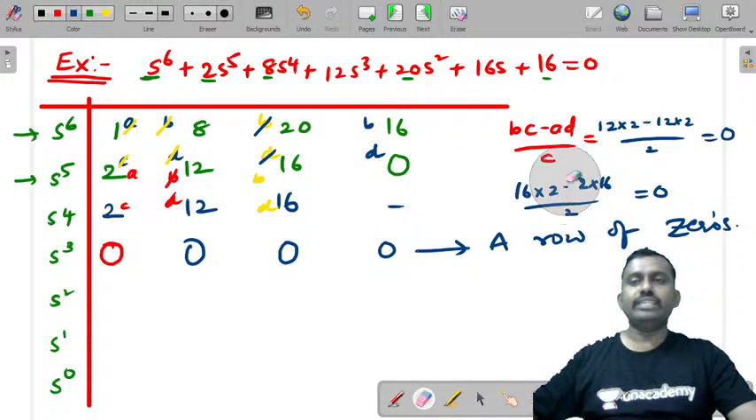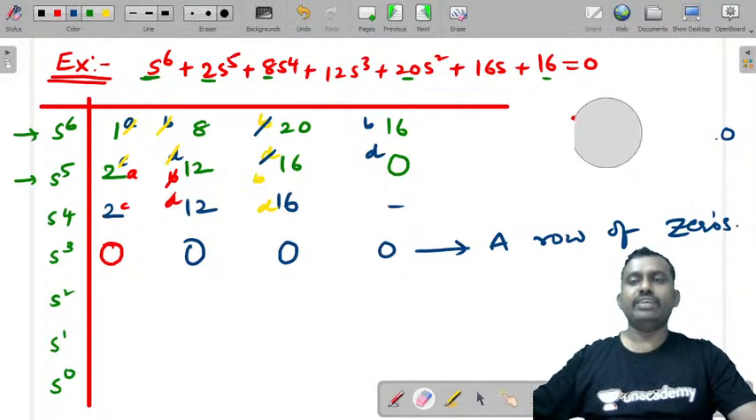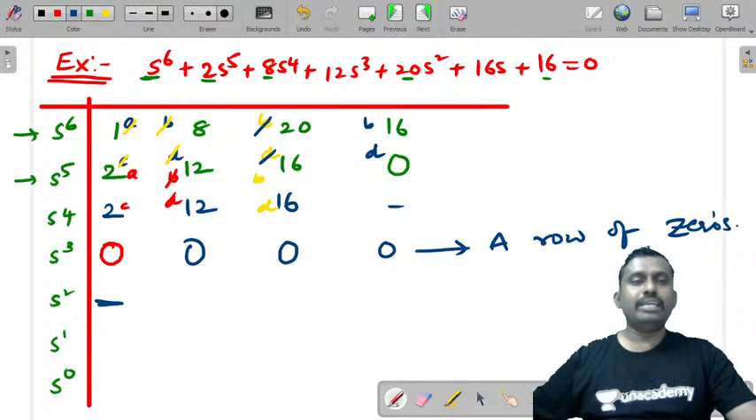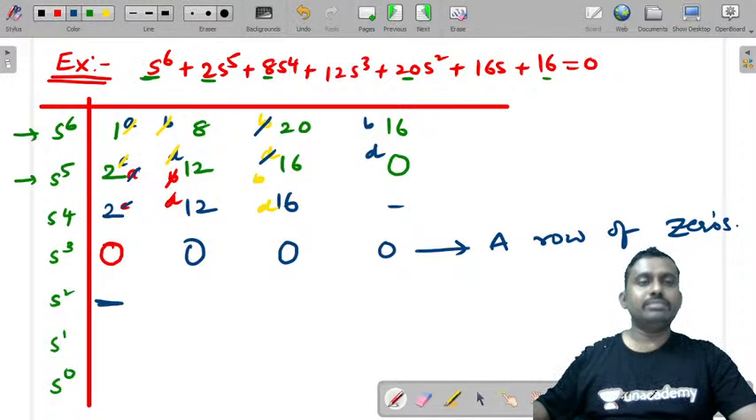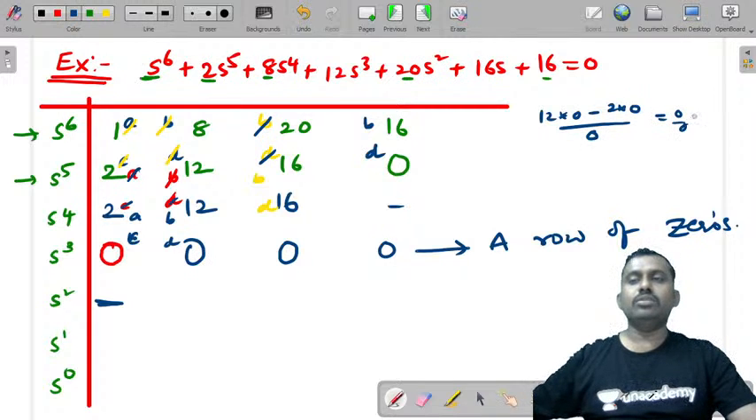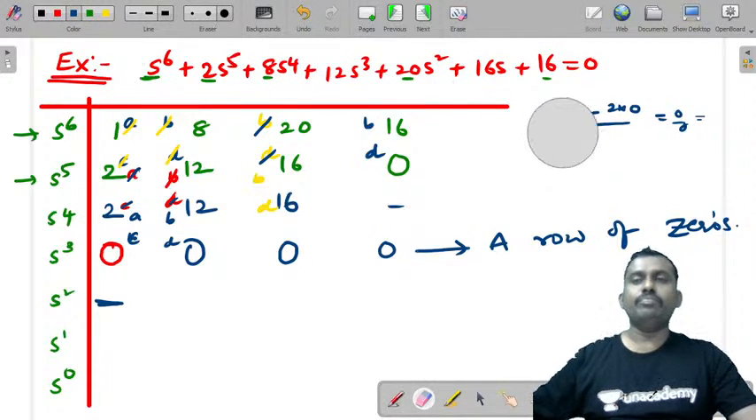If you try to find the next row element, what would this element be? Now we'll cancel these terms and take this as A, this as C, this as B and D. What is BC? 12 into 0 minus AD, 2 into 0, by 0. This is 0 by 0, indeterminate. This is not a valid form.